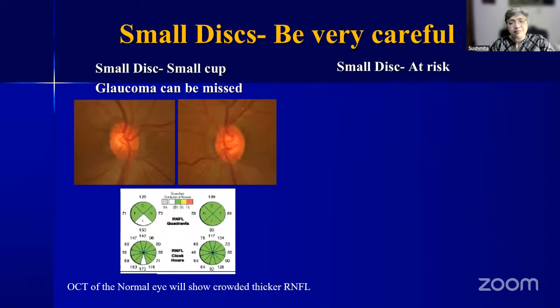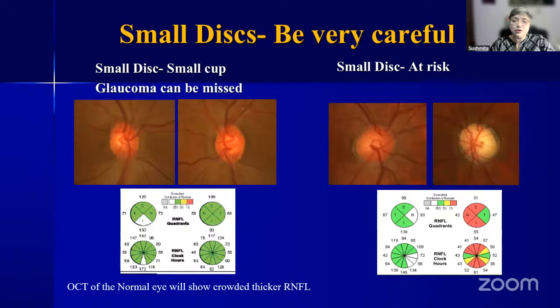So be very careful with small discs. The OCT can tell you that an obvious glaucoma is green, and the OCT can tell you that an obvious non-glaucoma is red as well.